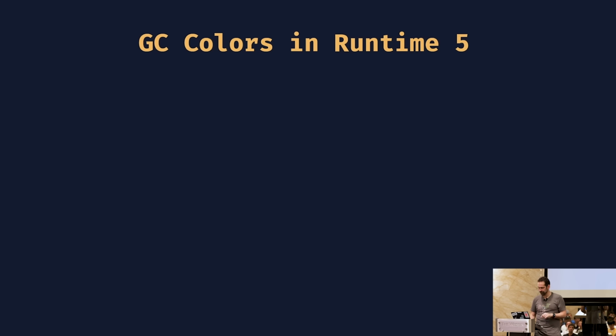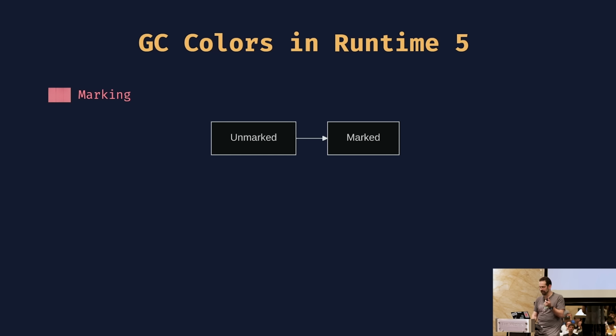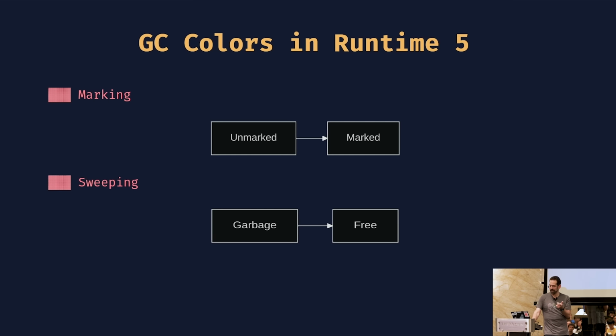In runtime 5, it's different. There's an extra color. So we're going to have 4 different states. There's marked, unmarked, garbage, and free. The marking phase is going to move unmarked to marked. The sweeping phase is going to move garbage to free.